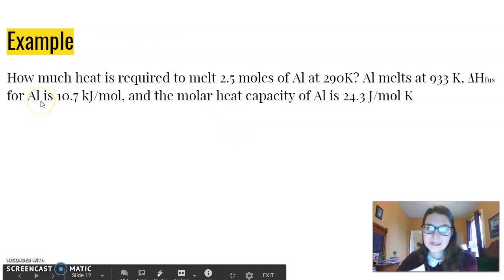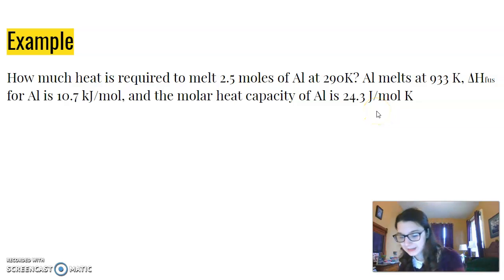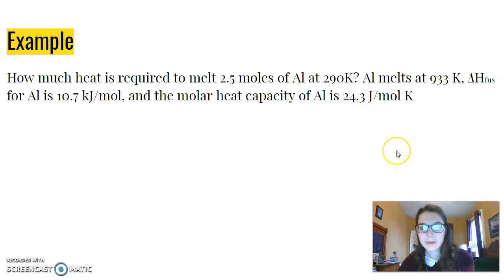Then we have this example. How much heat is required to melt 2.5 moles of aluminum that's at 290 Kelvin? Aluminum melts at 933 Kelvin, the heat of fusion for aluminum is 10.7 kilojoules per mole, and the molar heat capacity of aluminum is 24.3 joules per mole Kelvin. So this problem has a little bit more going into it. This is going to be a multi-step problem.